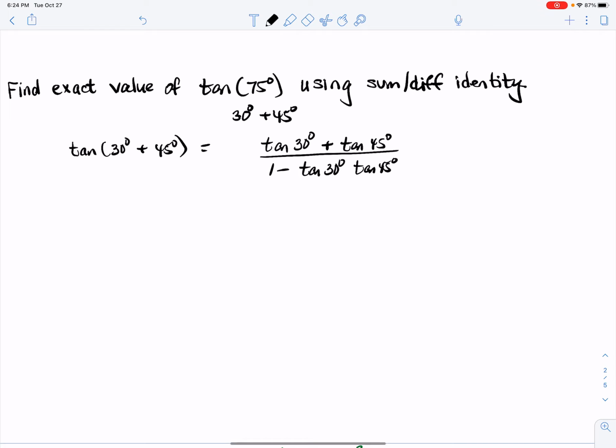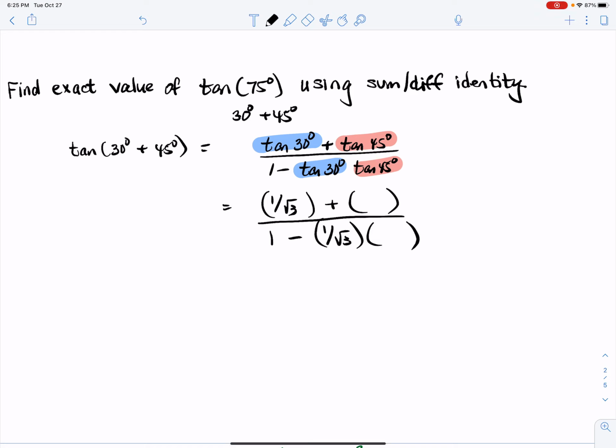And then just replace these with what you know. So tangent of 30 we see is here, and I'll just pick a different color here, and tangent of 45 is there. So tangent of 30 is 1 over root 3. And tangent of 45 is 1. So you can't really ask for a better problem than that. So what we have is 1 over root 3 plus 1 over 1 minus 1 over root 3.